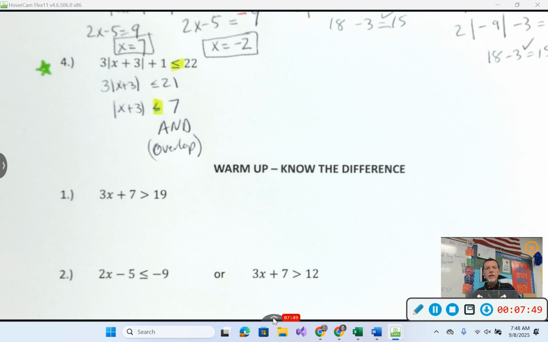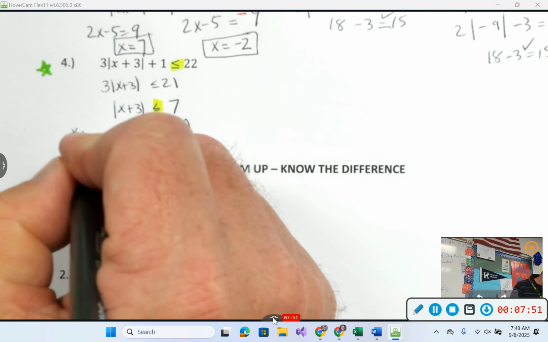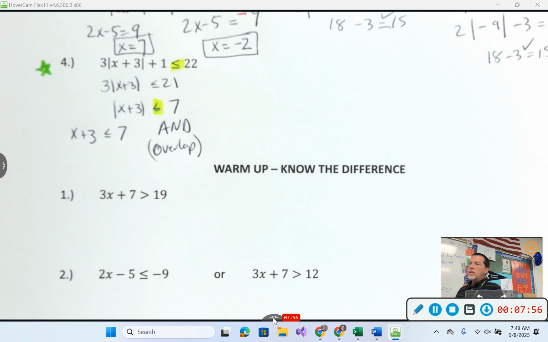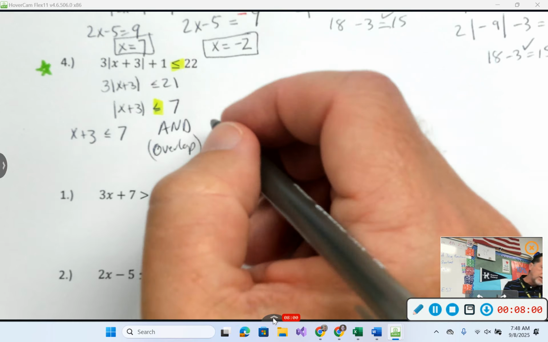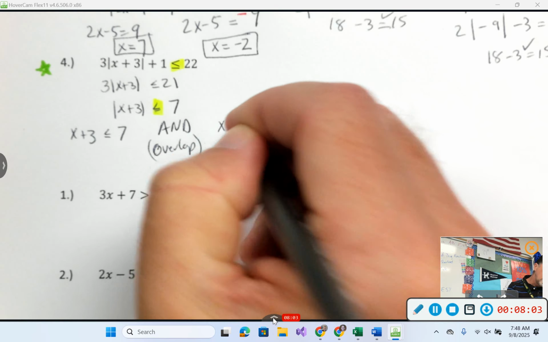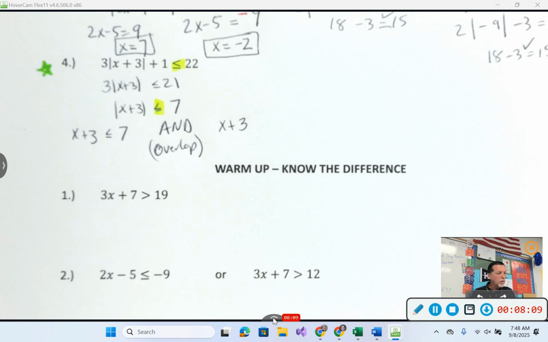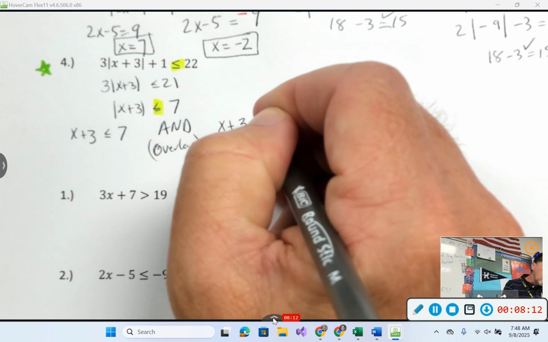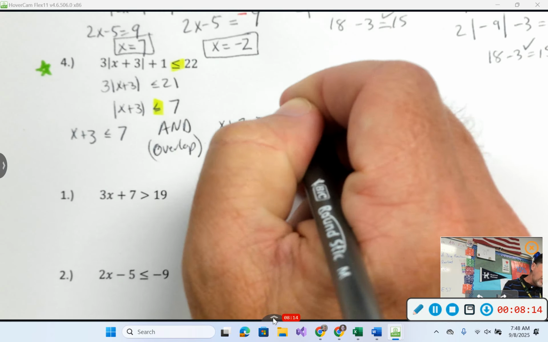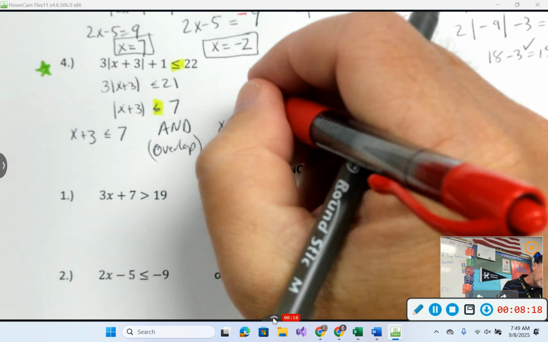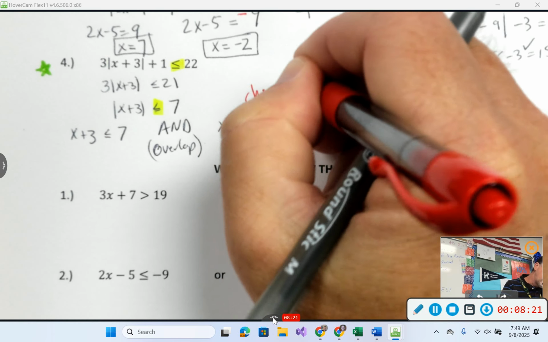The first one is the easy one. Just drop the absolute value bars. X plus 3 less than or equal to 7. The next one, what do I do to get the next inequality? Don't change anything with the inequality stuff or the absolute value stuff. Change both signs. So this will be greater than or equal to negative 7.